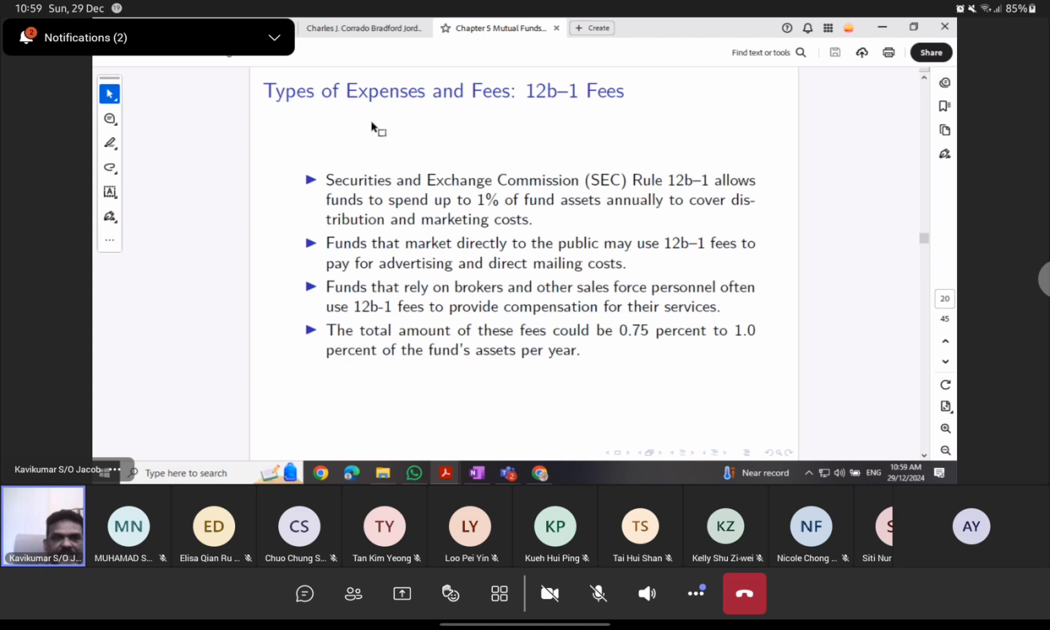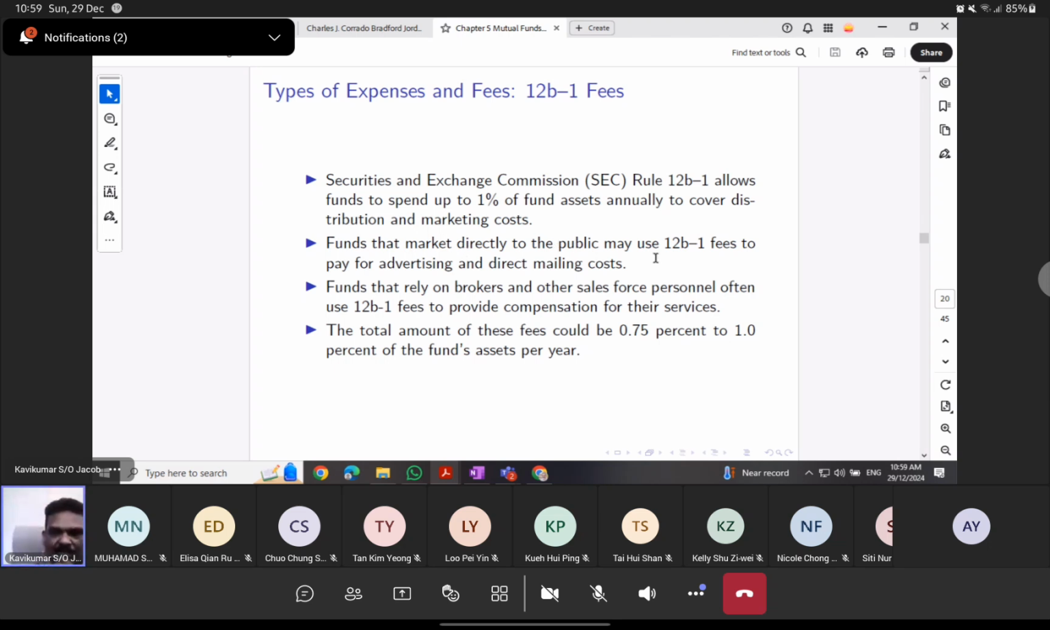Next step: types of expenses and fees. 12b-1 fees. The Securities and Exchange Commission, the SEC, is the agency that controls stocks, bonds, and mutual funds. They have a rule: 12b-1 allows funds to spend up to 1% of fund assets annually to cover distribution and marketing costs. So any fund is allowed to spend only 1% annually on distribution and marketing costs.